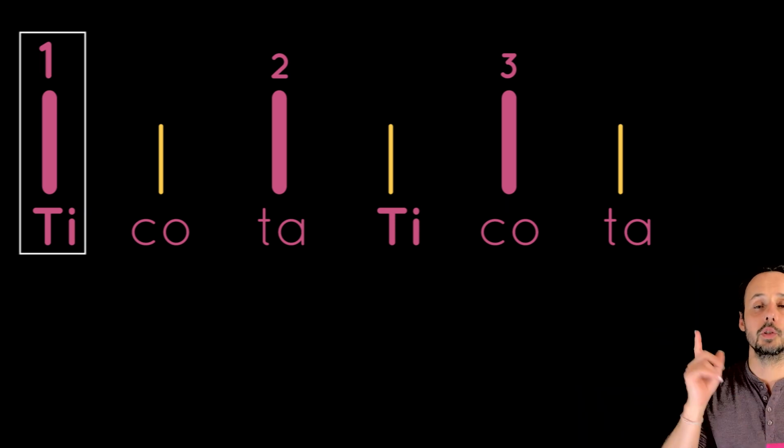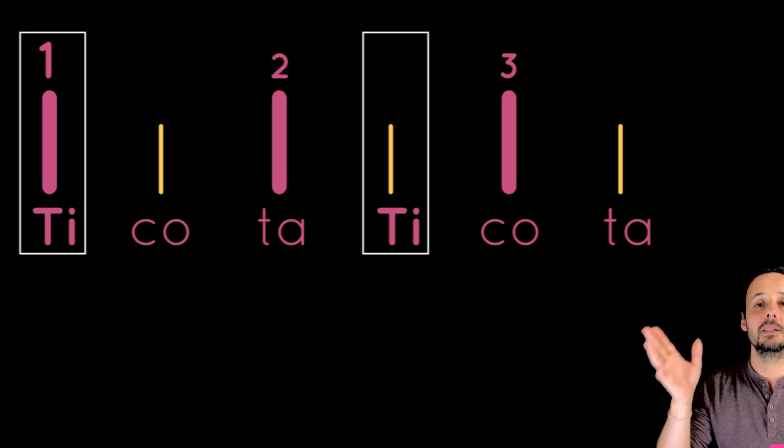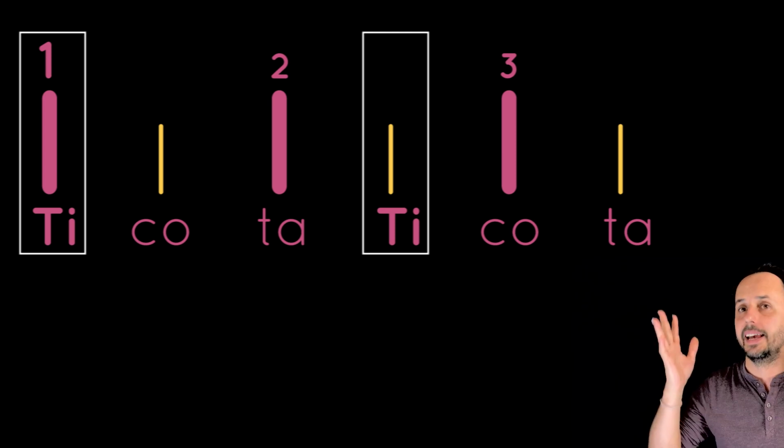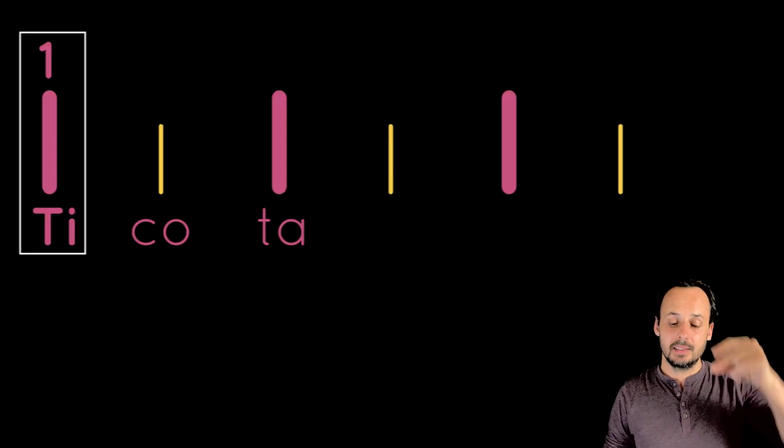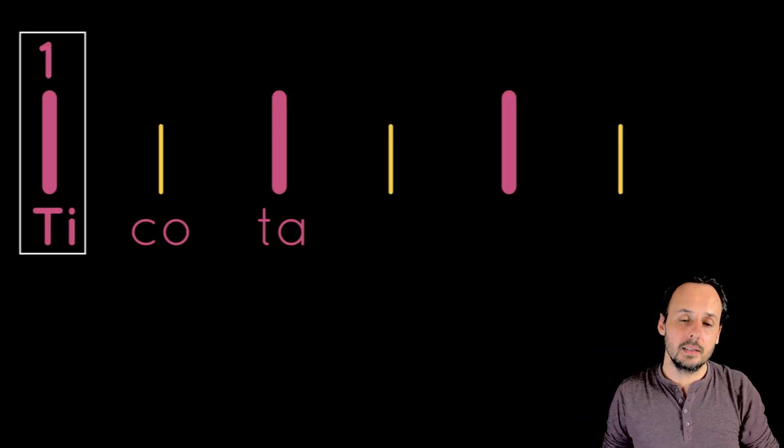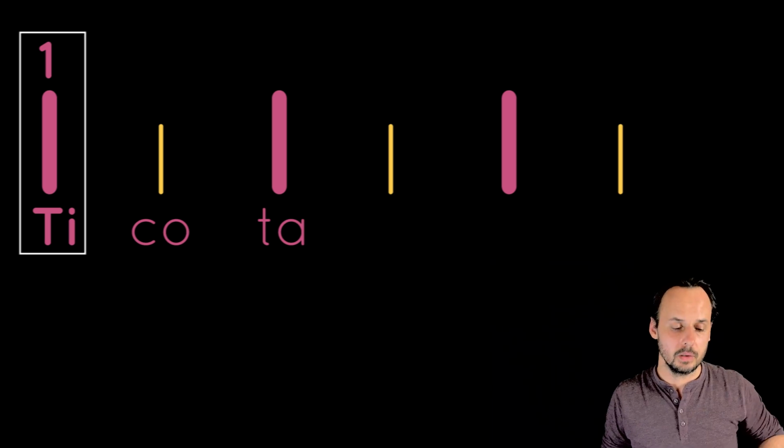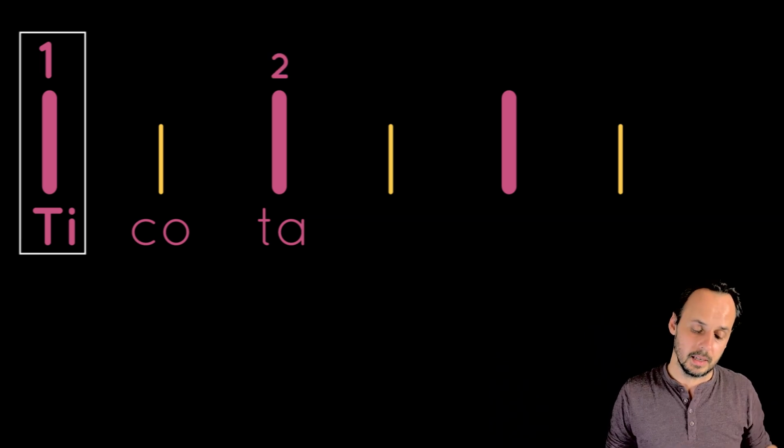The first T is on the first beat, but the second T is in the subbeat between 2 and 3, in the air. And the feeling is really different. Let's practice this together a bit, but focus on this sensation. The first T on the first beat and the second T in the air on the subbeat between 2 and 3. 1, 2, 3. Ticota, ticota, ticota, ticota, ticota, ticota.